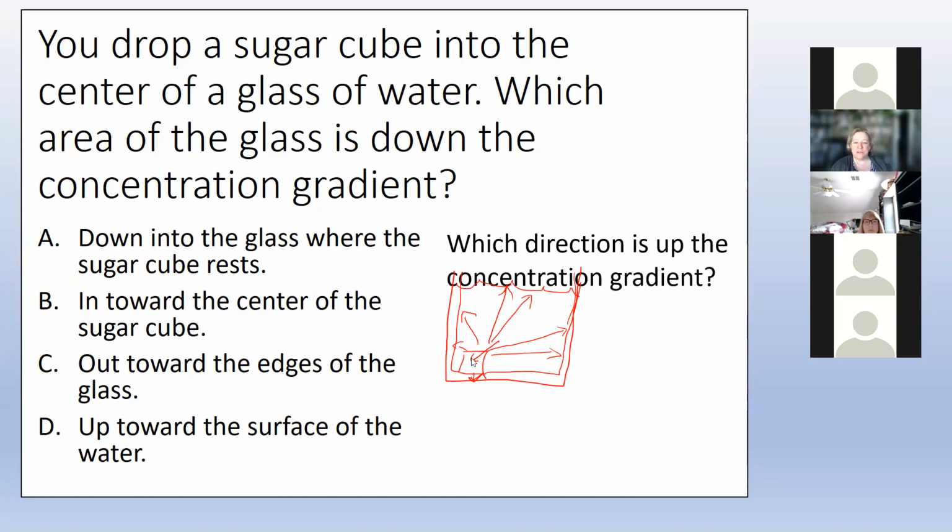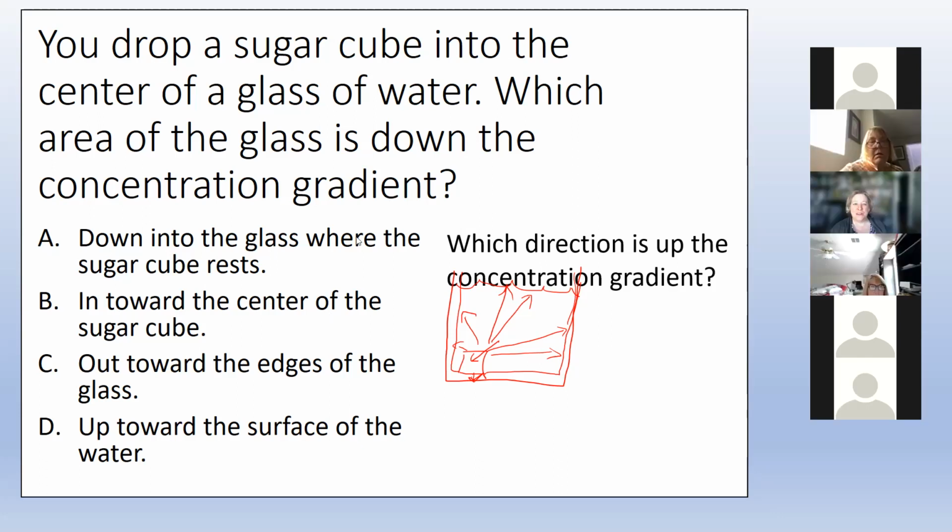B, toward the center of the sugar cube. That actually is correct. The higher concentration here is here. So we're swimming upstream, going against the trend. We're going up the concentration gradient, and these other two are going down. So this time the only correct answer was B. Any questions? Yes, Michelle.